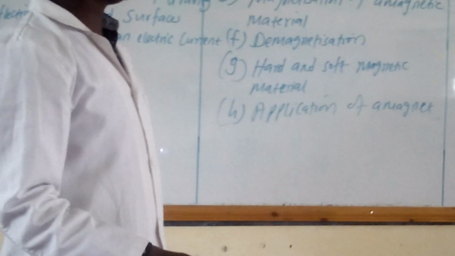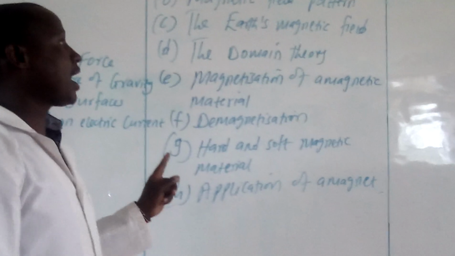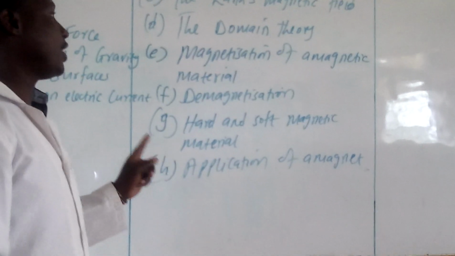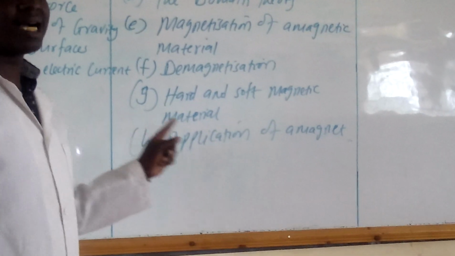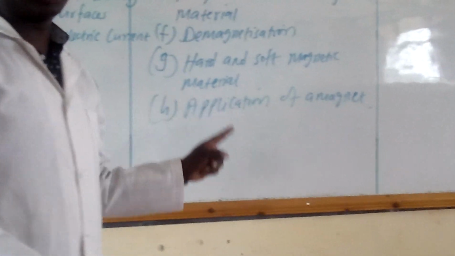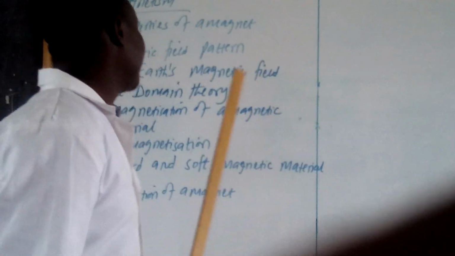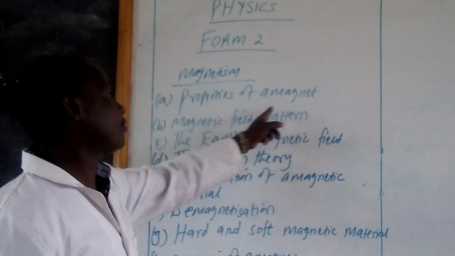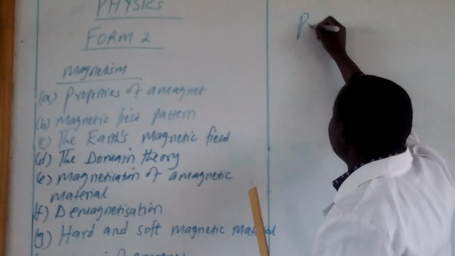So we have 8 areas: properties of a magnet, magnetic field pattern, the Earth magnetic field, the domain theory, magnetization of a magnetic material, demagnetization, hard and soft magnetic material, and application of a magnet. Okay, so in magnetism, that's the first topic, and these are the areas to be covered. We will start now with the first one, which is the properties of a magnet.